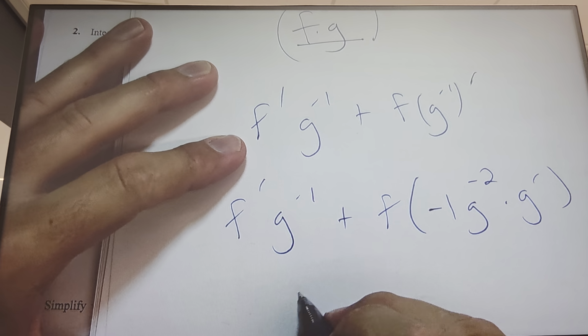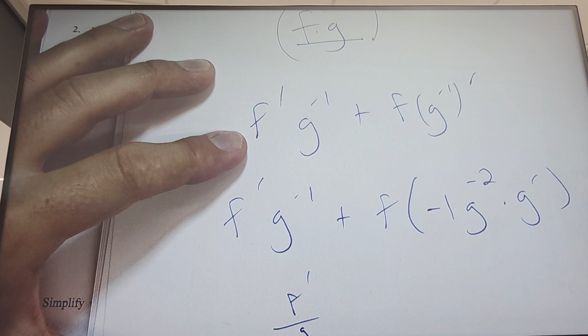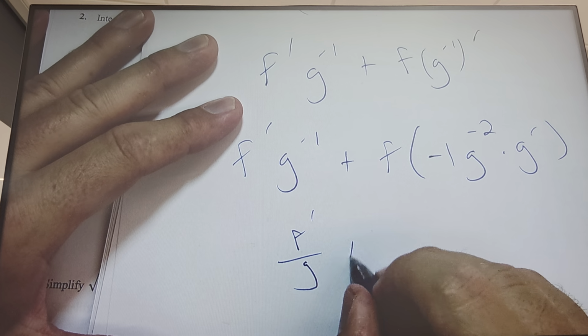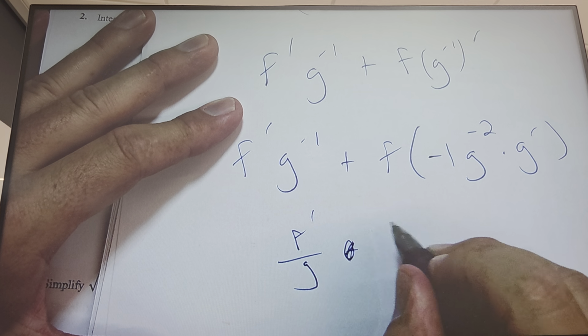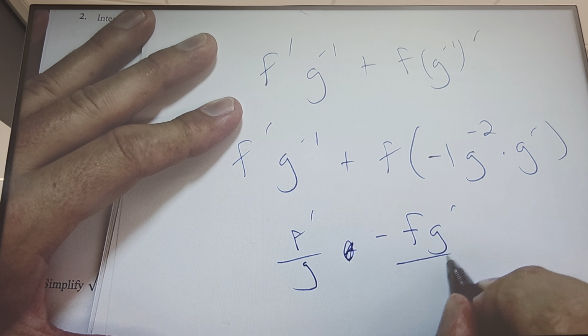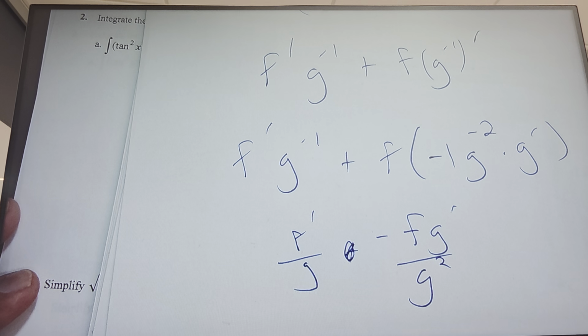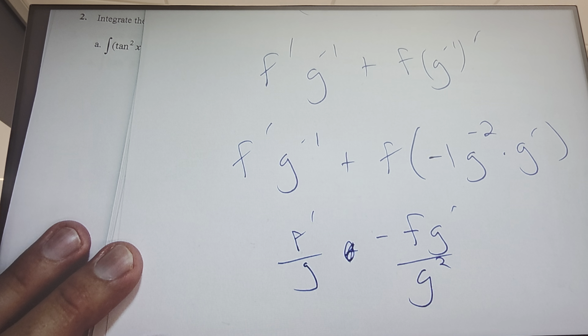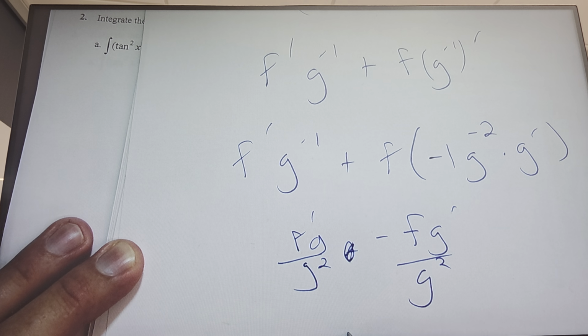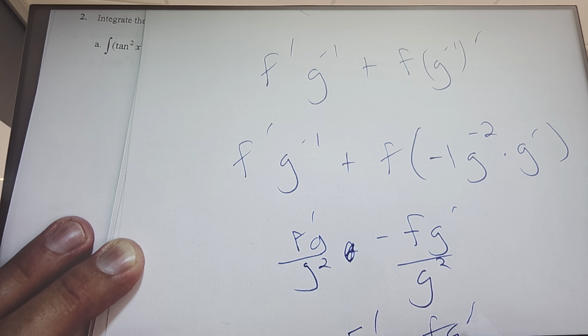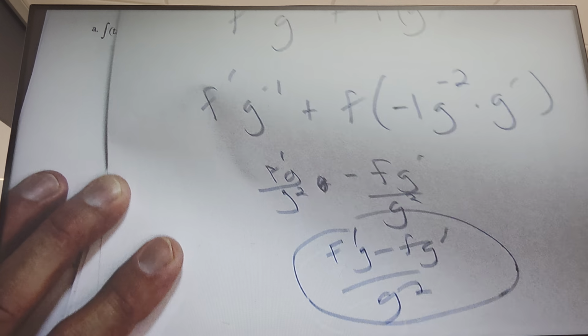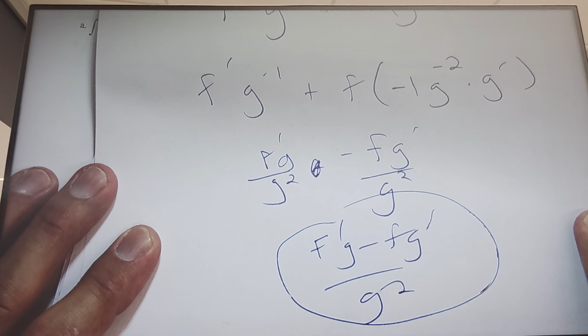Isn't this f prime over g? Yes? And isn't this, let's see, this will be negative f g prime over g squared, yes? How do I combine these? Make like denominators. So I get f prime g minus f g prime over g squared. This looks very familiar, yes? Yes? Okay, sorry.